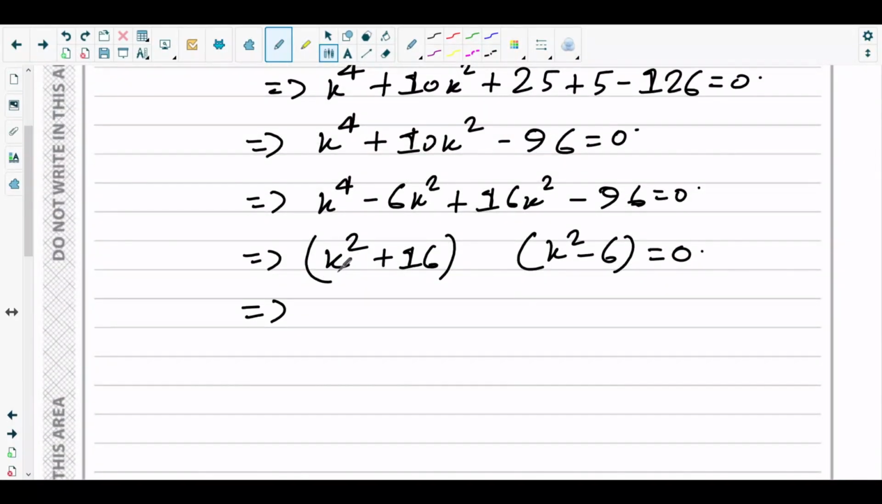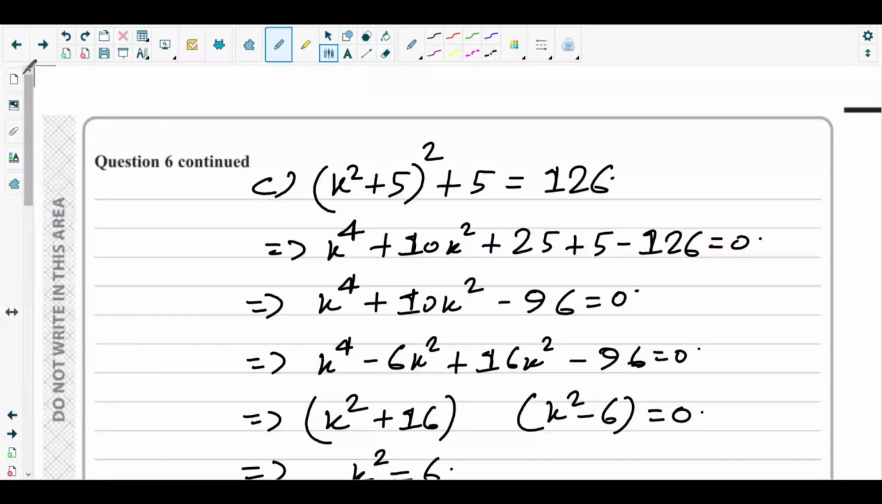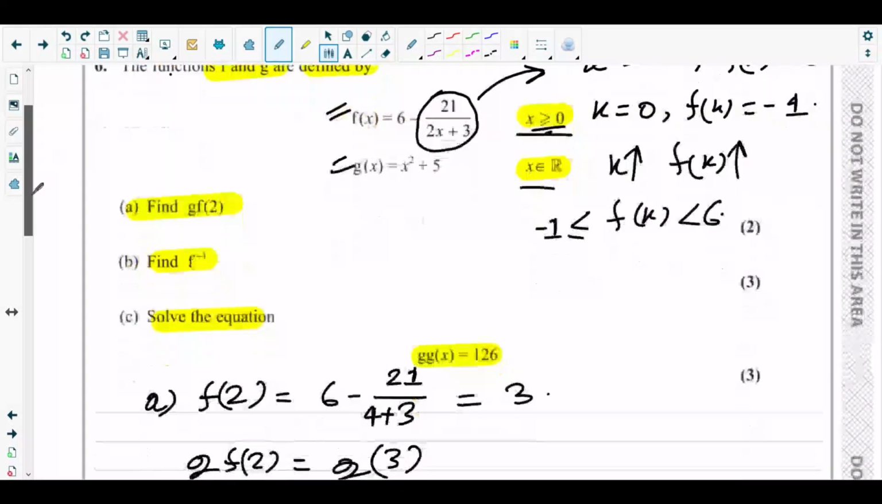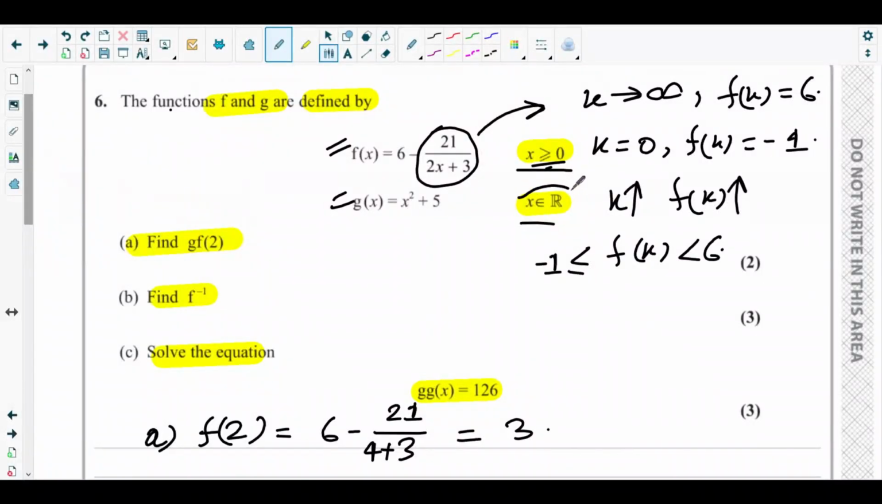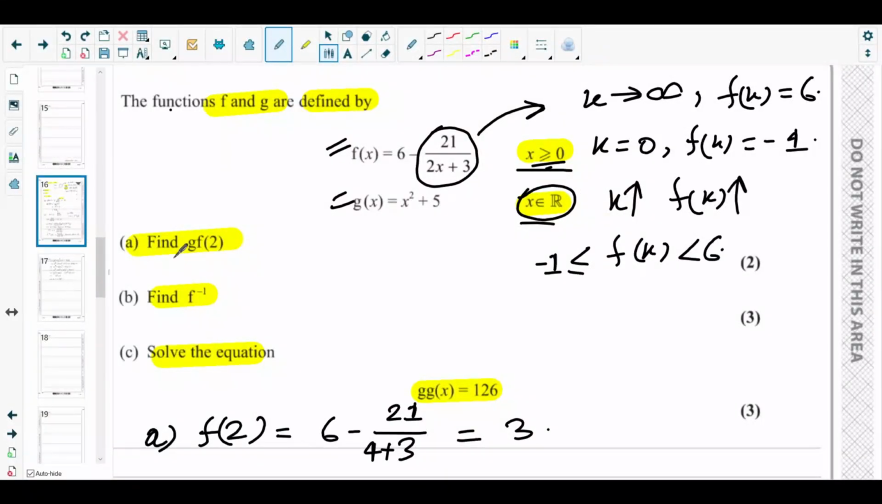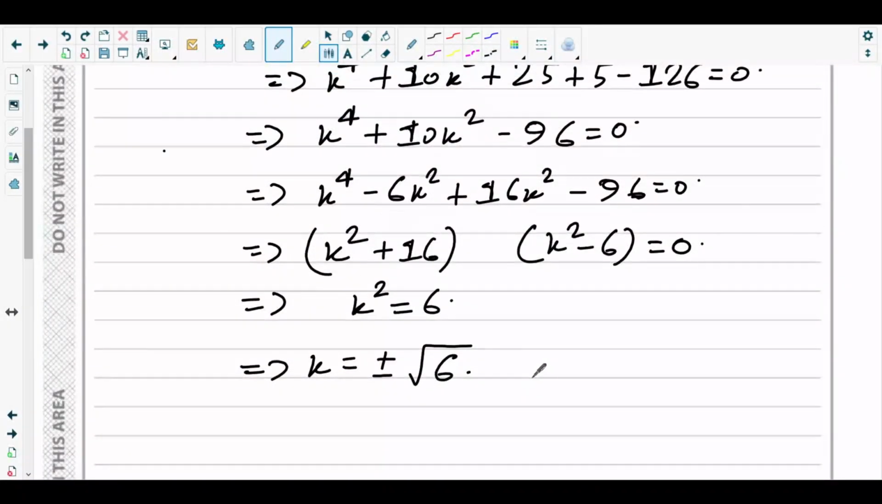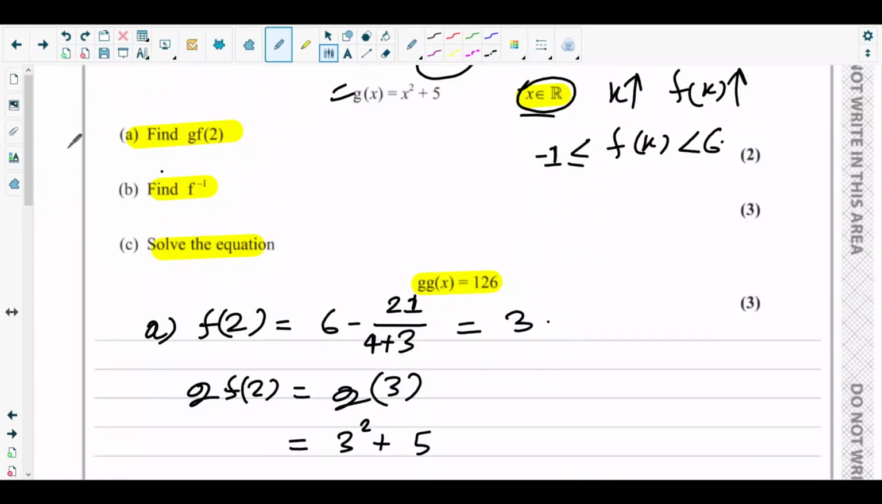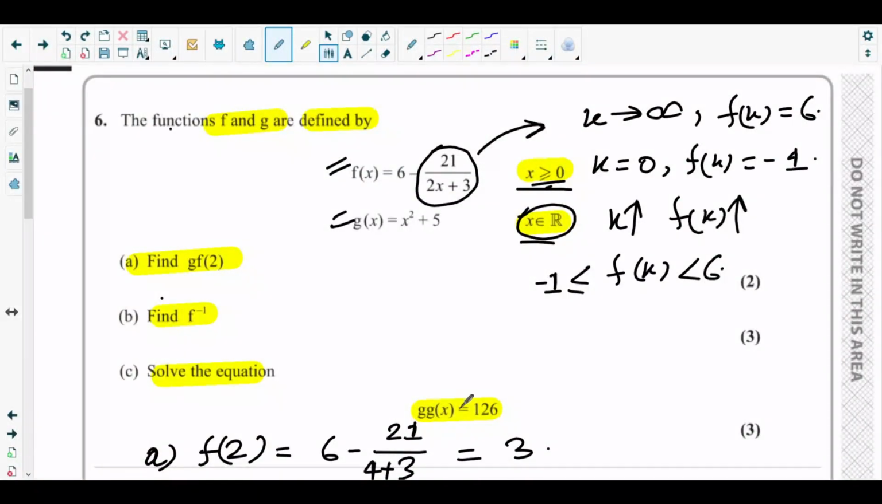Okay, so this is not acceptable because x squared equals to negative 16, which is undefined. So x squared is equals to what? 6. So x is equals to plus minus square root of 6. Now you might get confused here whether to consider both plus minus square root of 6 or not. So it depends on the domain. Let's have a look. Check the domain of g of x. The domain of g of x is what? x element of real numbers. That means both are accepted, no problem. So the final answer, the solution for the given equation, is plus minus square root of 6. And that's the end of question number 6, part C.